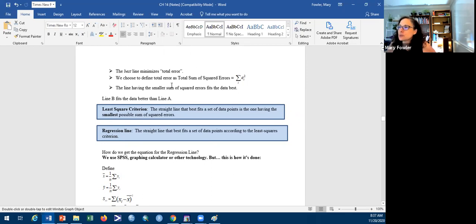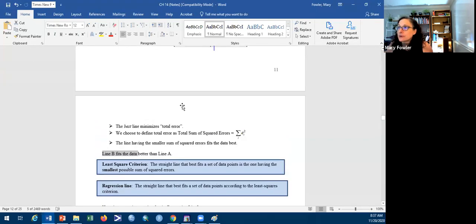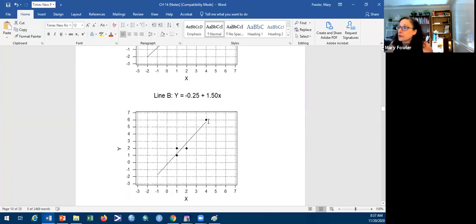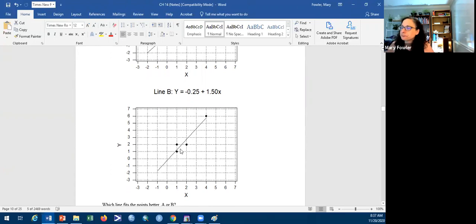So the line having the smaller sum of squared errors fits the data best. In this case, line B, using this criteria, and I'm not going to go through it on the video here, line B fits better than line A. That's to say that if I consider all the vertical errors here and I square them, line A is going to have a bigger value than if I look at all the vertical errors here, square them and add them up.